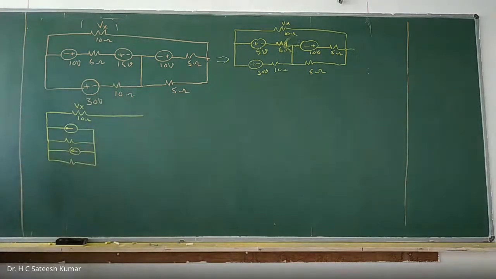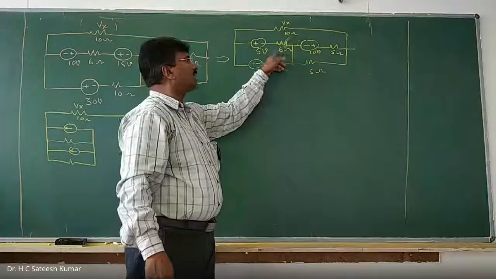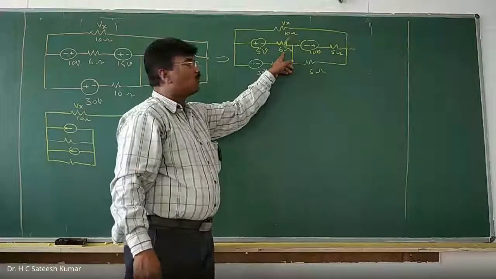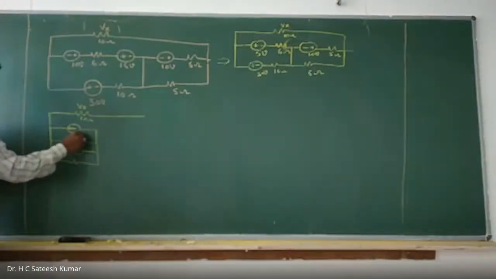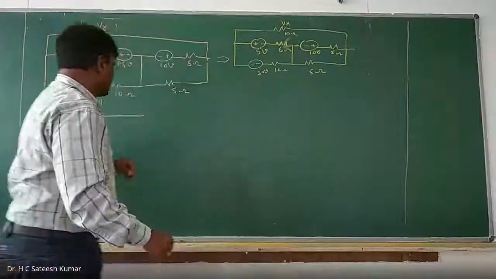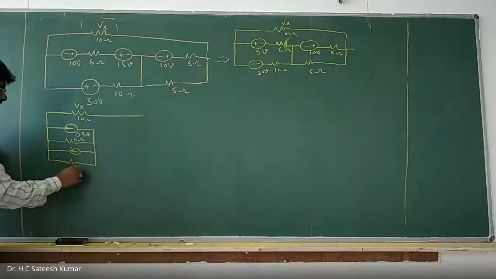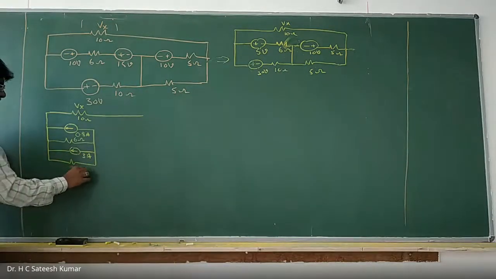This is the one. Next, what should you do? What is the value? I is equal to V by R. 5 by 6, 0.8 amps. And the resistance value is 6 ohms, I am writing it. I is equal to V by R, 30 by 10, 3 amps you will get. The resistance value is 10 ohms.